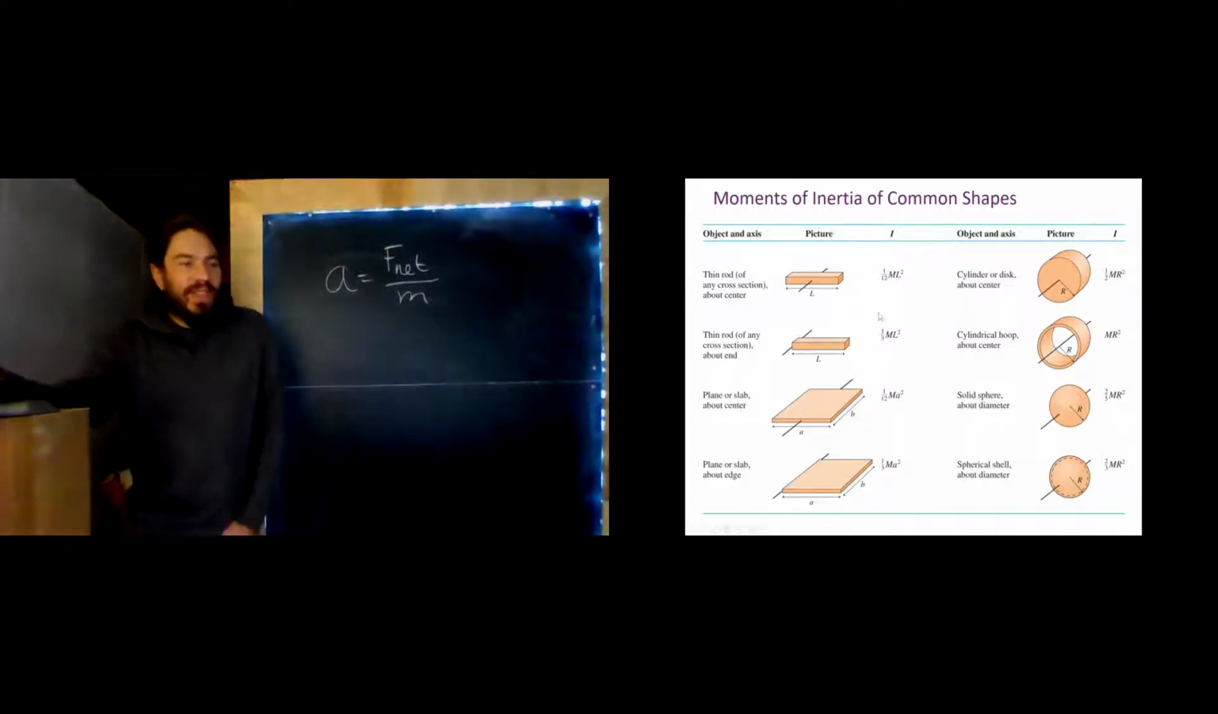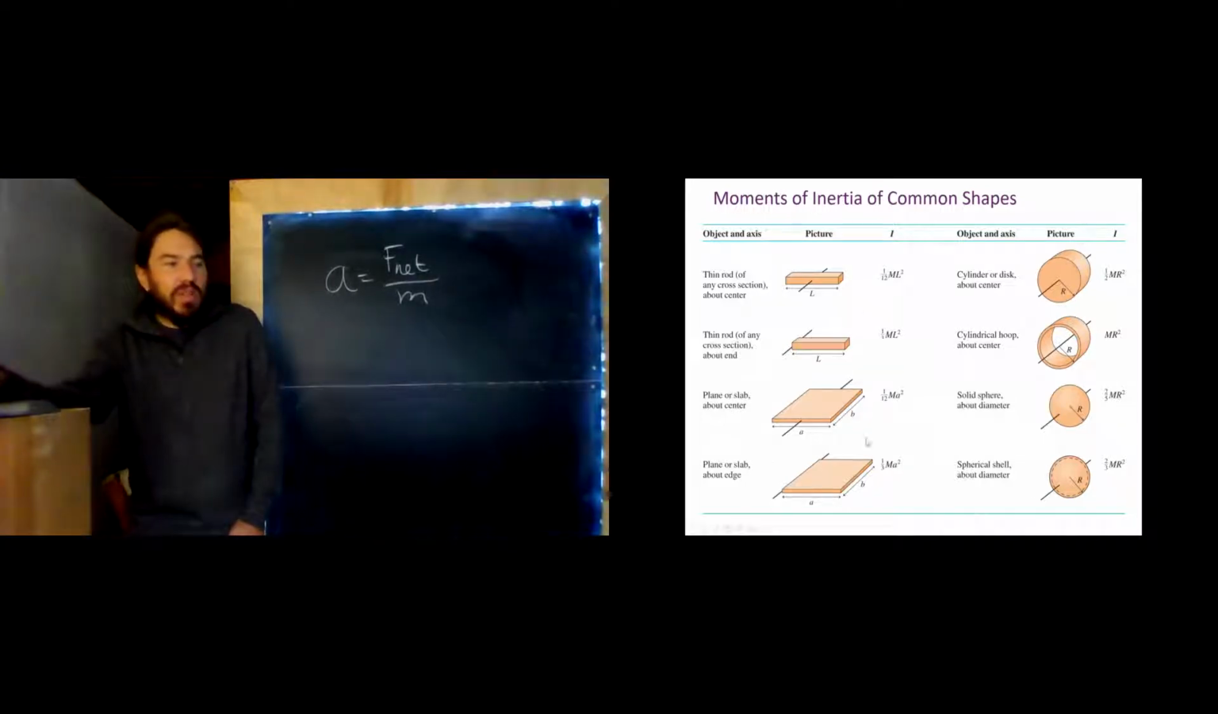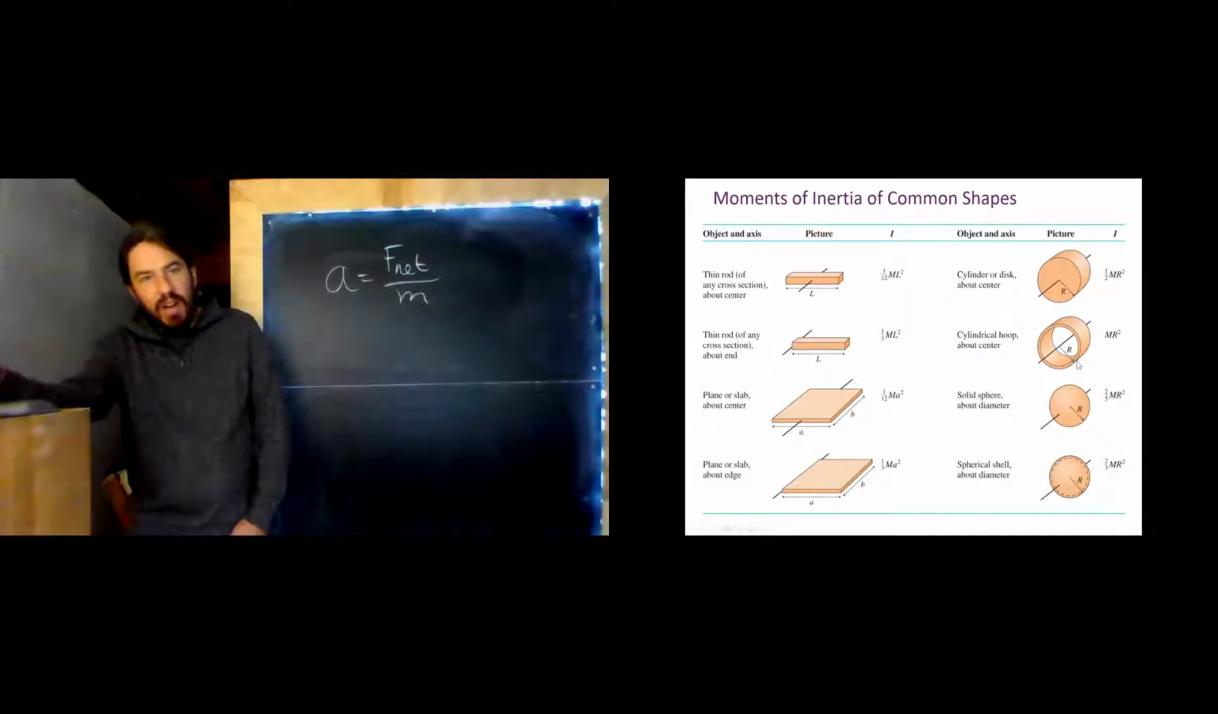Okay, so for various shapes, we have different values, and of course you don't have to memorize these. You can just look them up. It's no big deal. The thing you need to know is that it depends on the geometry and that these formulas exist. For a cylindrical hoop, notice all of the mass is at a radius r. If all of the mass is at a radius r, then the moment of inertia is mr squared.